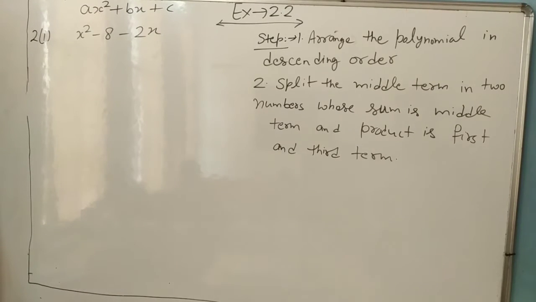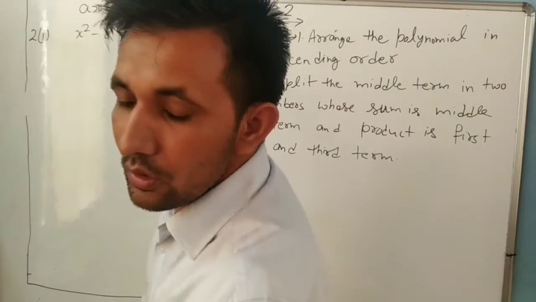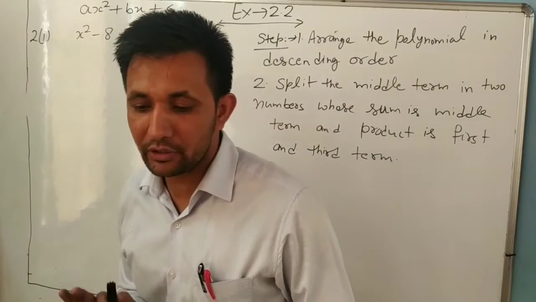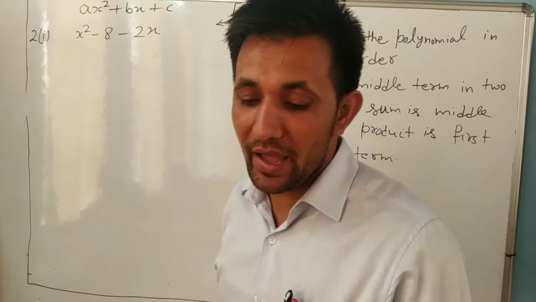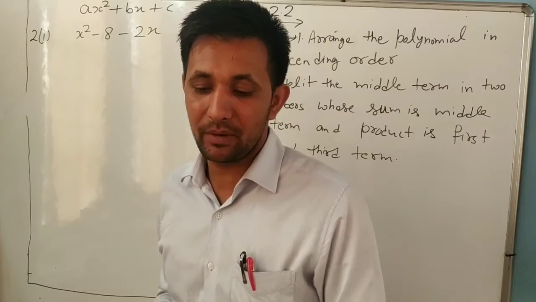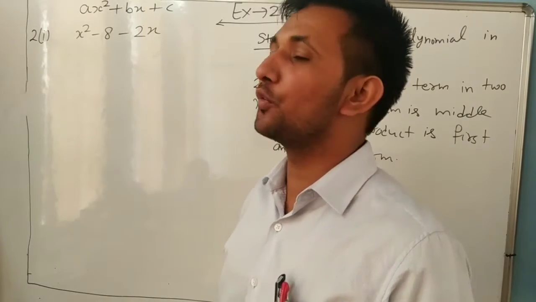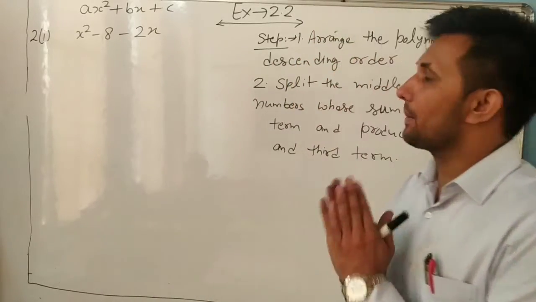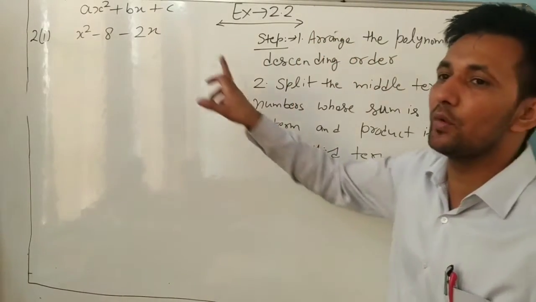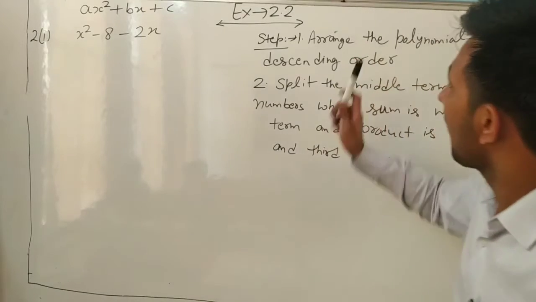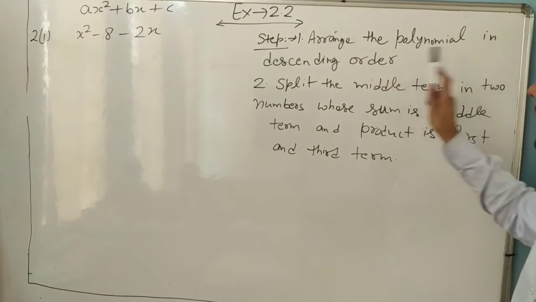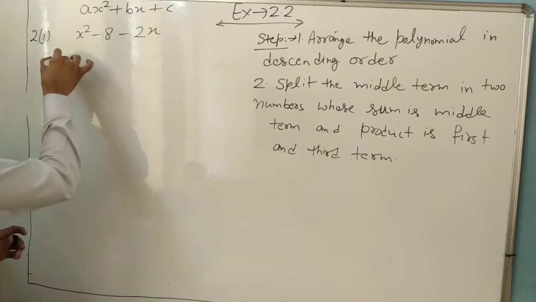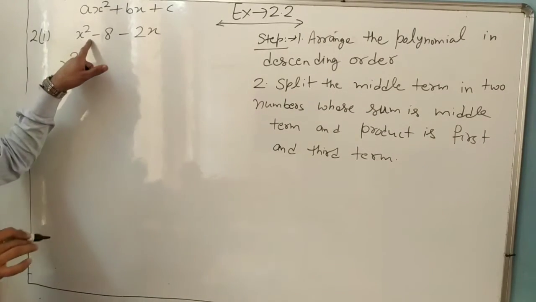Question number 1, 2.2. Find all the zeros of the following quadratic polynomial and verify the relationship between the zeros and the coefficients. So how will we find? Dear, you have to remember only these two steps to find zeros. First thing, arrange the polynomial in descending order. What is descending order? Descending order means first we write the highest power, x square.